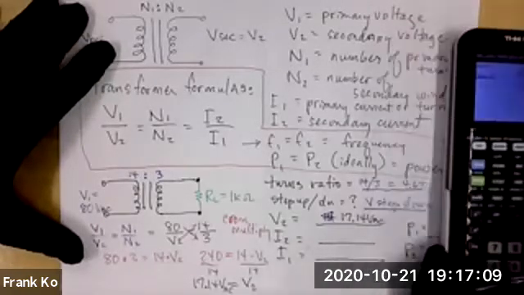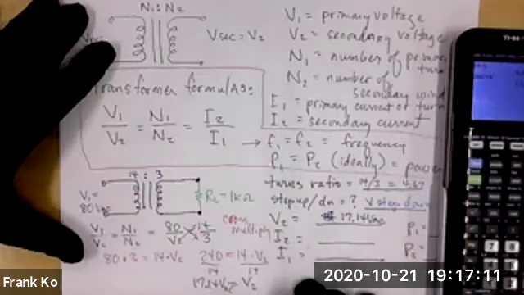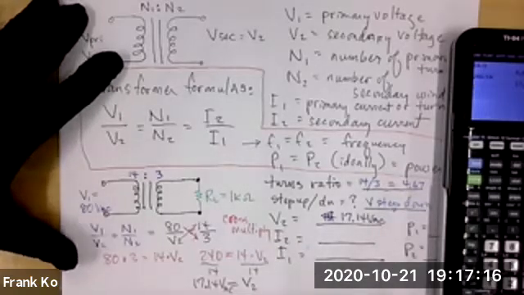Anyway, all right, how about current? How are we going to find current number 2? How's that possible?